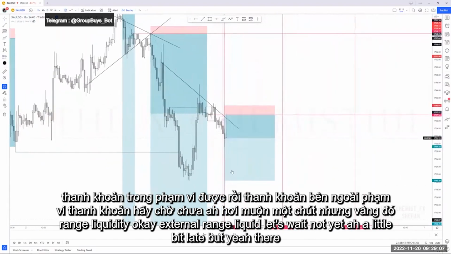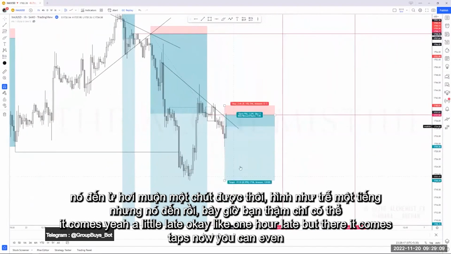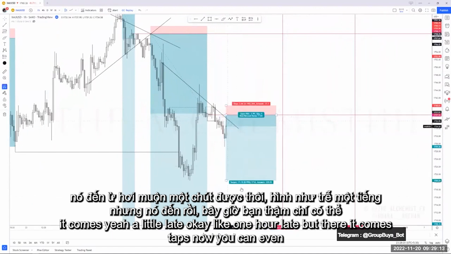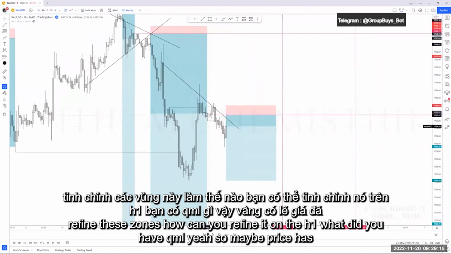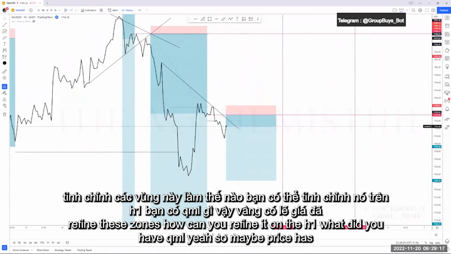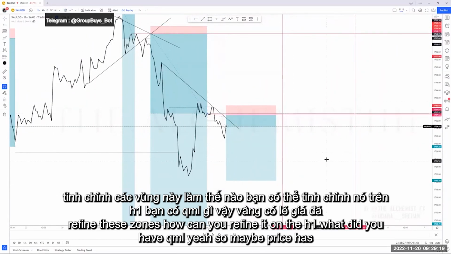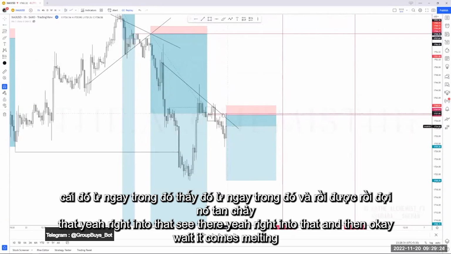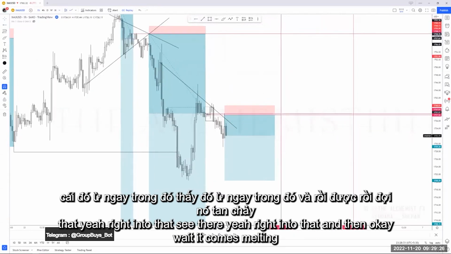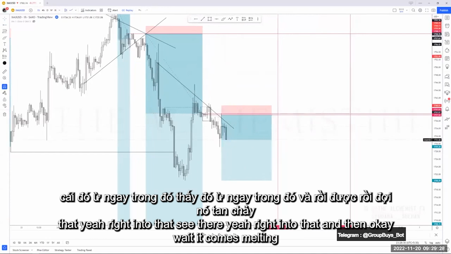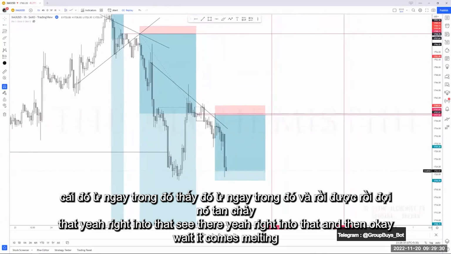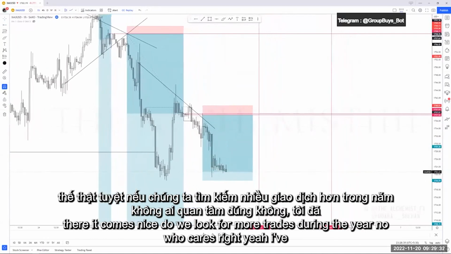Not yet. A little bit late, but there it comes. Like 1 hour late, but there it comes. Taps. Now you can even refine these zones. How can you refine it? On the H1, what did you have? QML. See that? So maybe price goes right into that. Yeah, right into that, and then, okay, wait. Melting. There it comes. Nice.